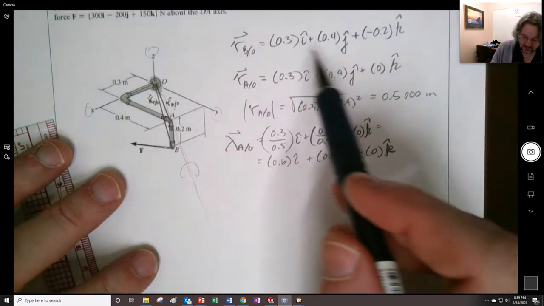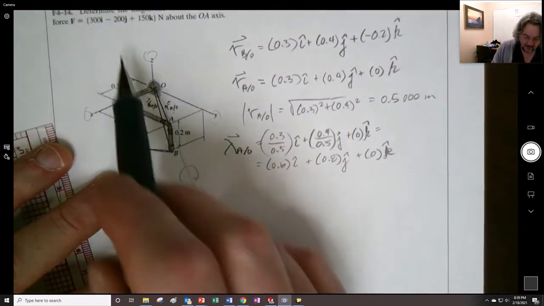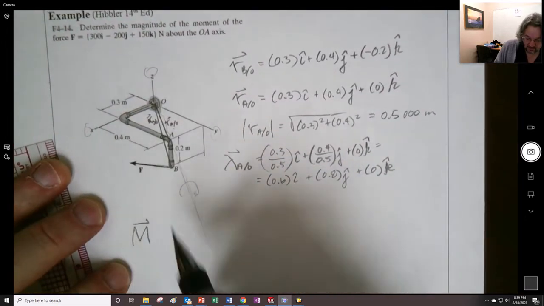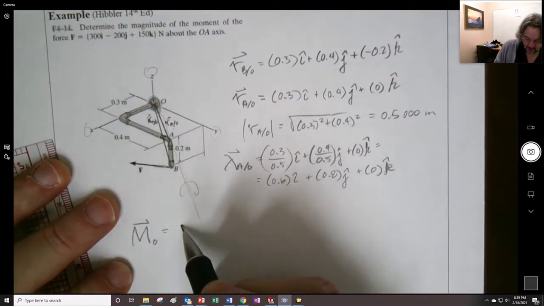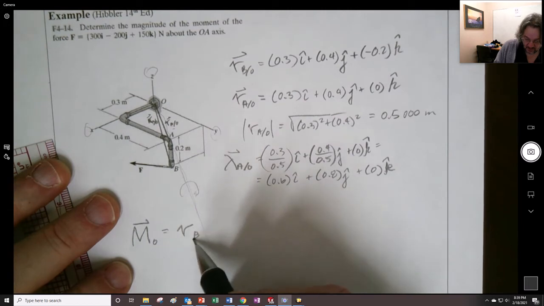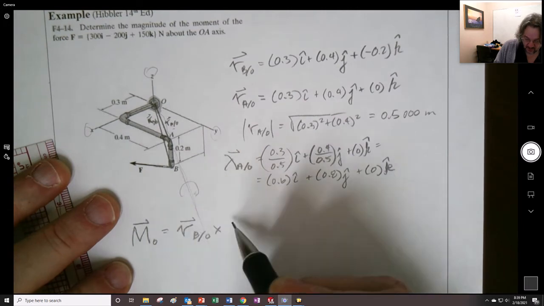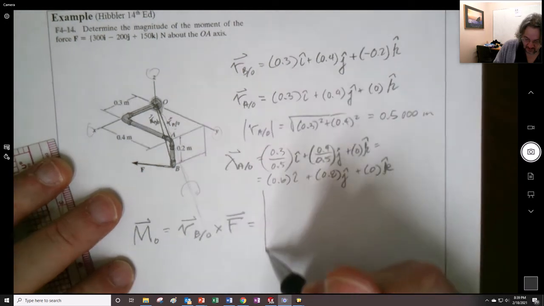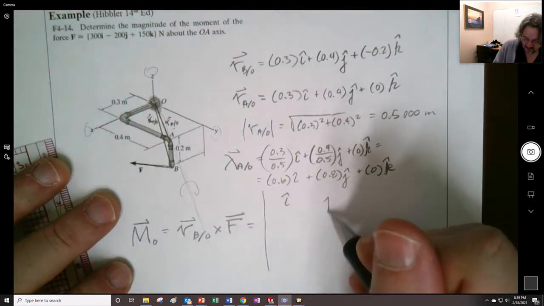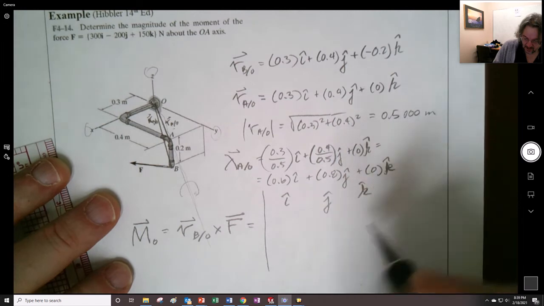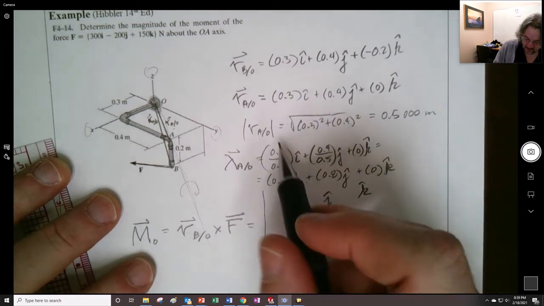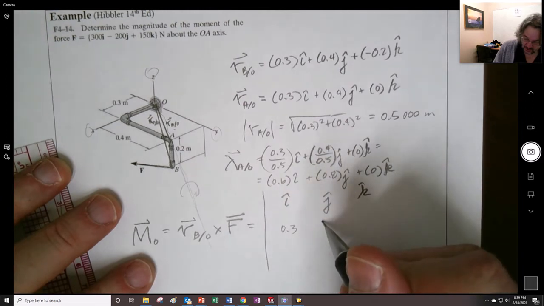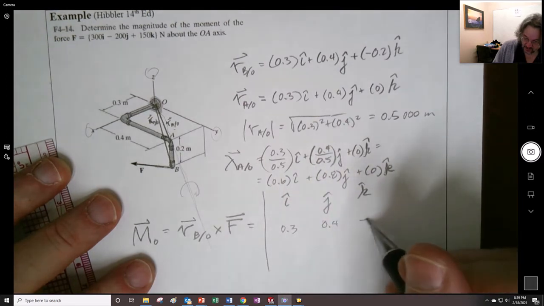All right, so we've got everything we need. We're given what this force is going to be. So the moment about O is going to be RB with respect to O crossed with F. So let's make it I, J, and K. And R that we just found up here is 0.3, 0.4, and negative 0.2.